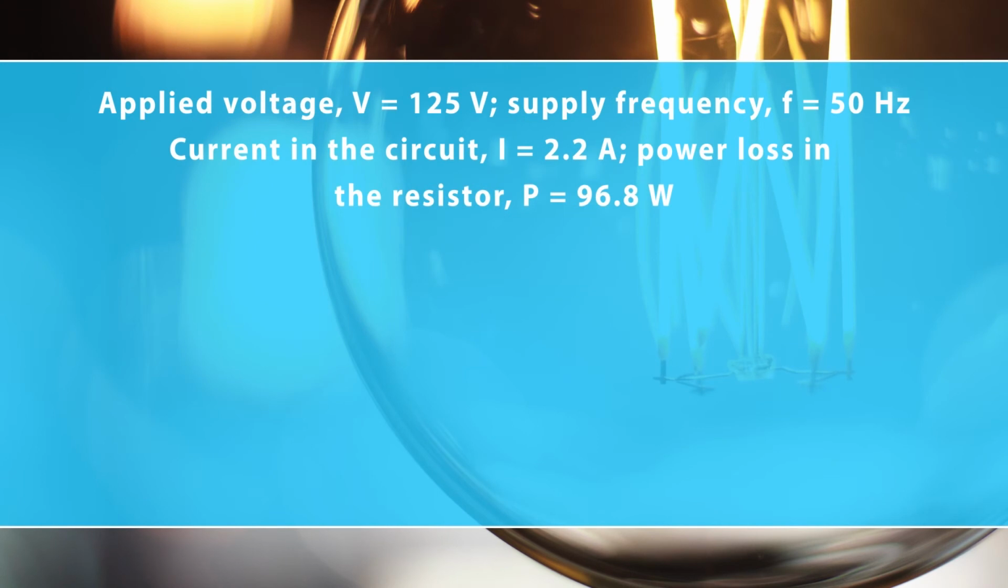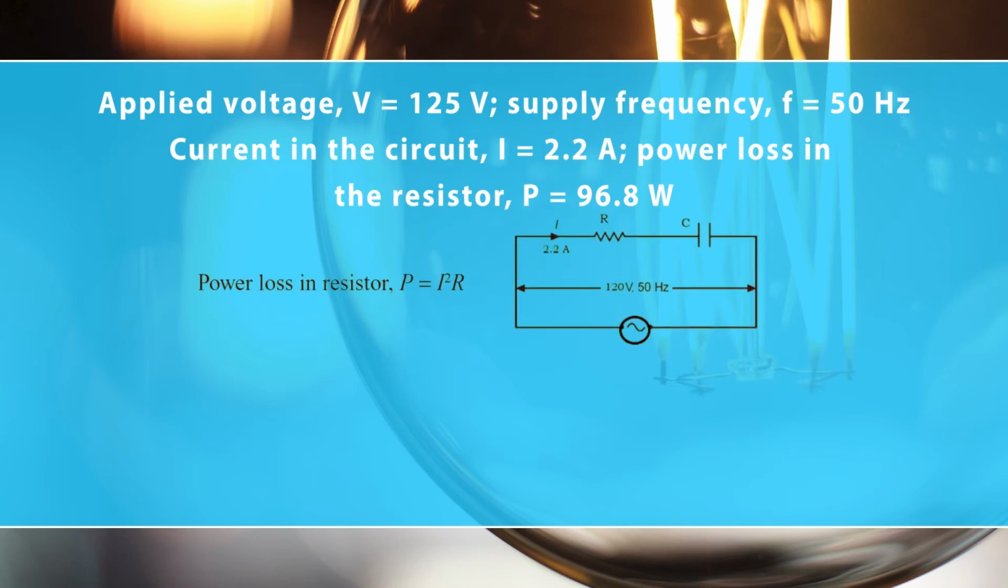So applied voltage is what? V equal to 125 volt and supply frequency f is equal to 50 Hz. Current in the circuit is 2.2 ampere and power loss in the resistor is given as 96.8 watt. So as you know, power loss in resistor can be written as P equal to I square R.